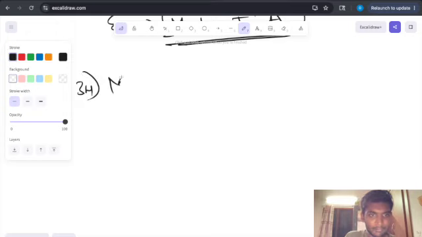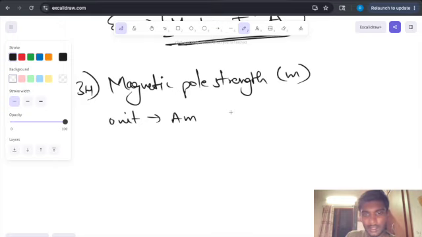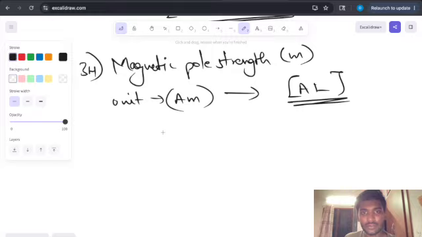Then we have magnetic pole strength, which is small m. The unit of this is ampere meter. From the units alone I can derive the dimension. Ampere is A, and meter is a length, therefore it is AL. So this is the dimension of magnetic pole strength.